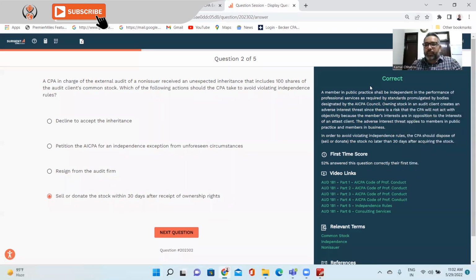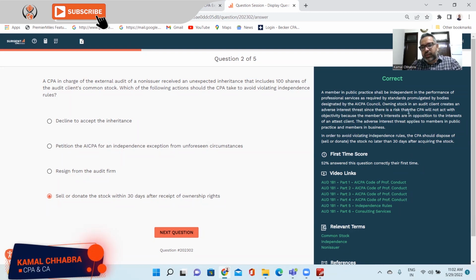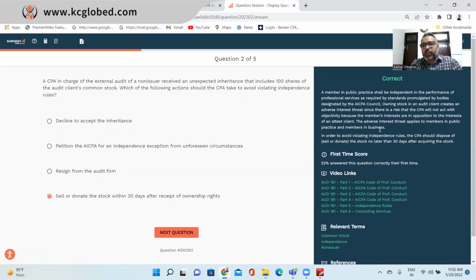So if you see, a member in public practice shall be independent in performance of professional service as required by the standards promulgated by the body designated by the AICPA Council. Owning a stock of an audit client creates an adverse interest threat, since there is a risk the CPA will not act with objectivity because the member's interests are in opposition to the interests of the attest client. The adverse interest threat applies to members in public practice and members in business. In order to avoid violation of the independence rule, the CPA should dispose of the stock, either by selling or donating it, not later than 30 days after acquiring it. So this is an exception to the general rule.